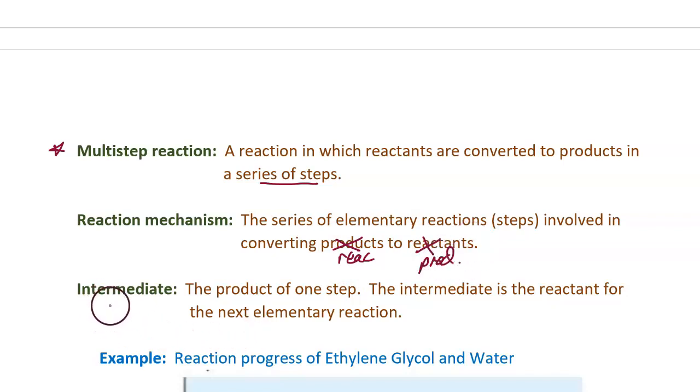An intermediate is the product of any one step in a multi-step reaction. The intermediate then becomes the reactant for the next elementary reaction. So you can think of a multi-step reaction as being a series of elementary reactions where reactants make a product, and then that product becomes reactants that then make another product, and then that product might become reactants that make yet another product, and so on until the final product is created.